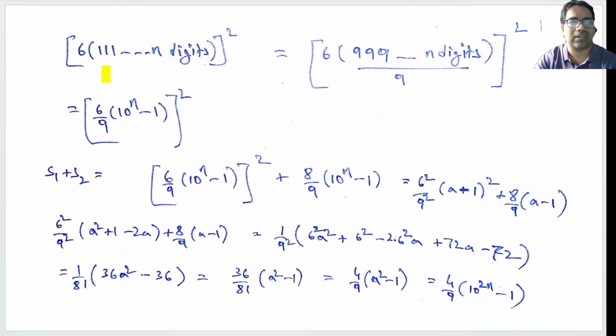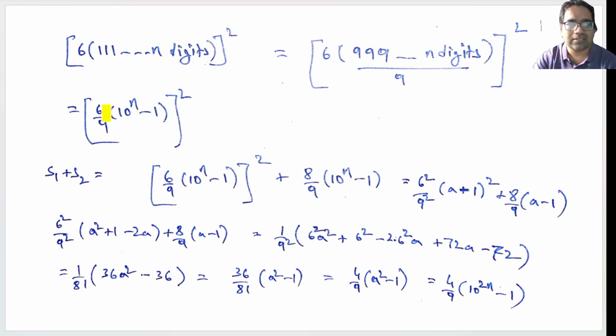So for example, 66 we can write as 6 into 11, 666 we can write as 6 into 111, likewise. So here 1111 up to n digits. What does that mean? 11 we can write as 99 by 9. 111 we can write as 999 by 9. Similarly, 1 up to n digits we can write as n nines by 9. So this becomes 6 into n nines by 9, whole square.